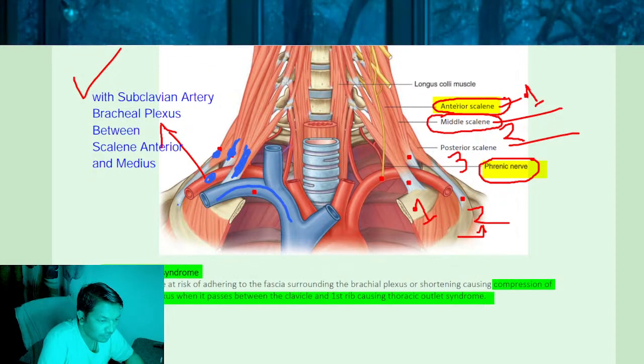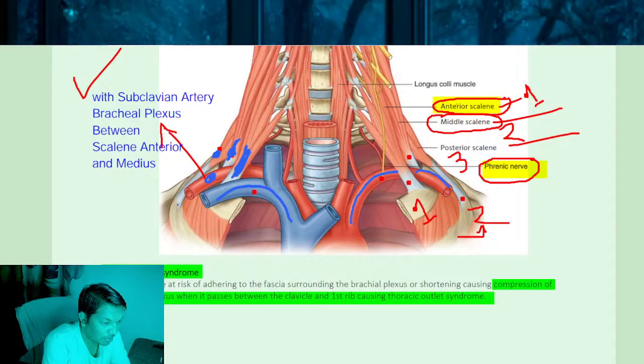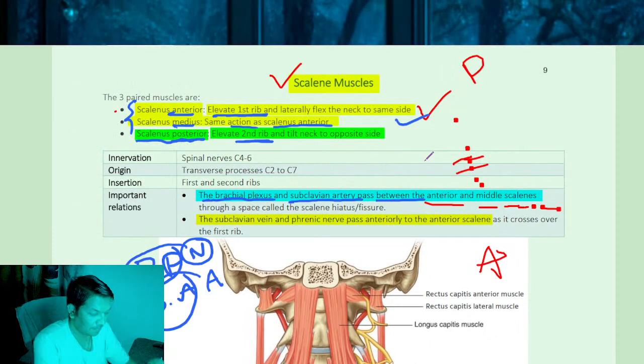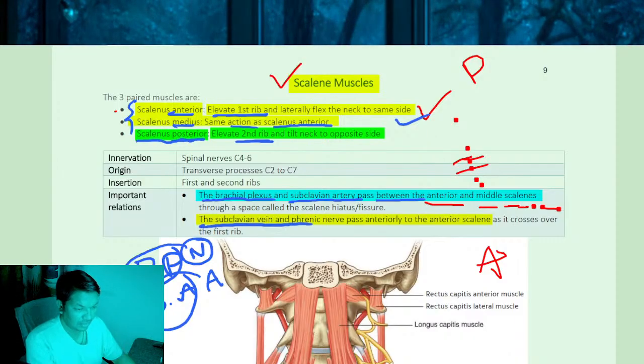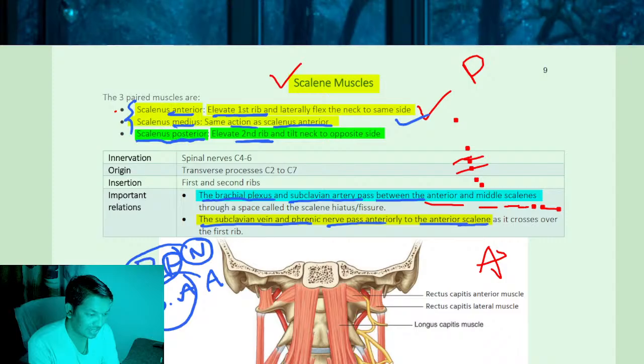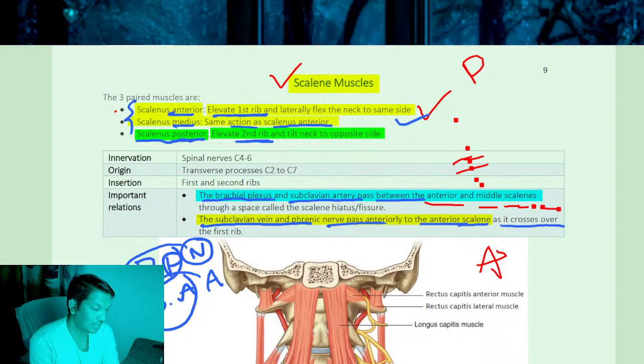Again, here we can see nicely. This is the subclavian artery, and with the subclavian artery we have the brachial plexus. It is posterior to scalenus anterior and anterior to scalenus medius. The subclavian vein and phrenic nerve pass anterior to scalenus anterior as it crosses over the first rib.